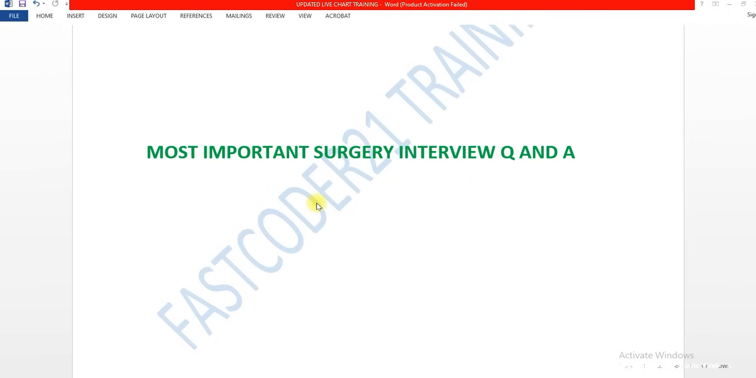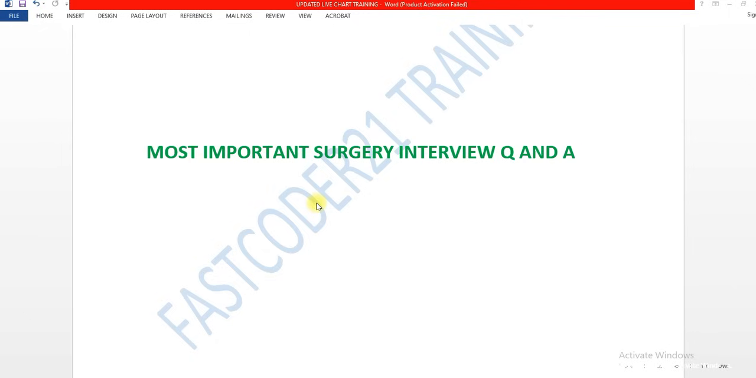What is fasciectomy? Removal of facet joint. Previously we have learned injections, correct? Facet joint injections. So fasciectomy means removal of facet joint.